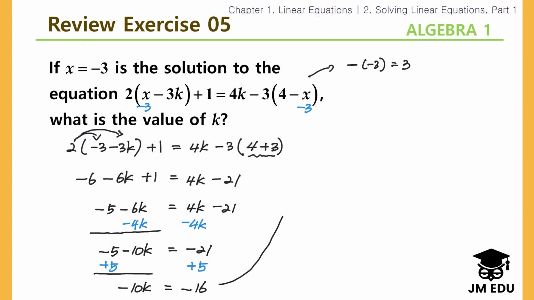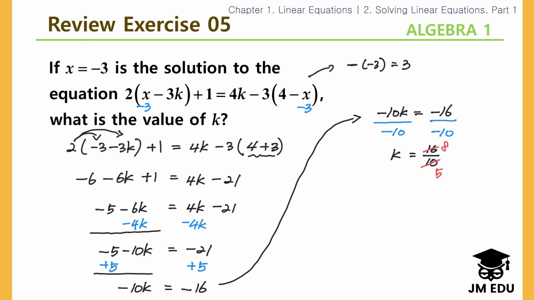So let's finish this problem right over here. We have a negative 10k is equal to negative 16. So the last step is we have to divide by negative 10 each side, right? So we have k is equal to negative divided by negative, that's positive. So that's positive 16 over 10. And we can actually simplify this. 2 times 5 is 10. 2 times 8 is equal to 16. So finally, k is 8 over 5.